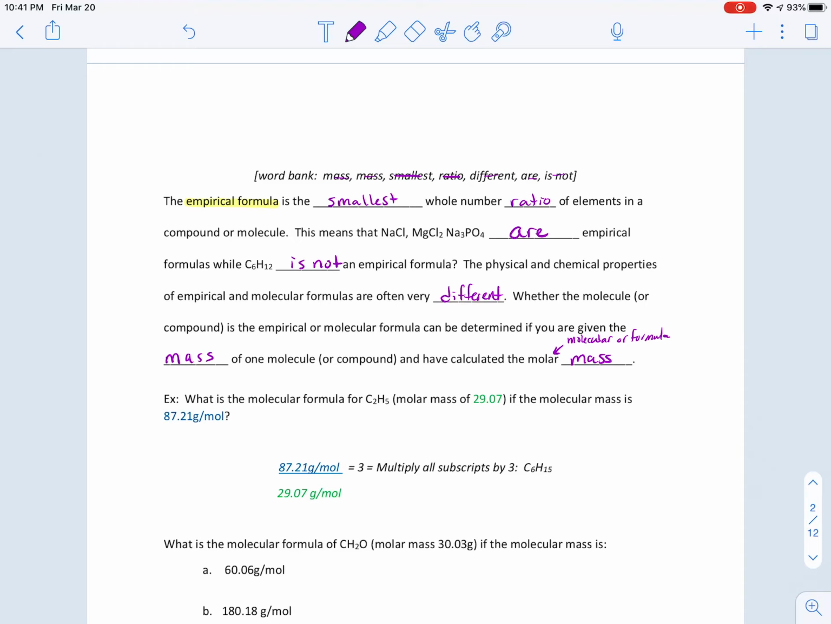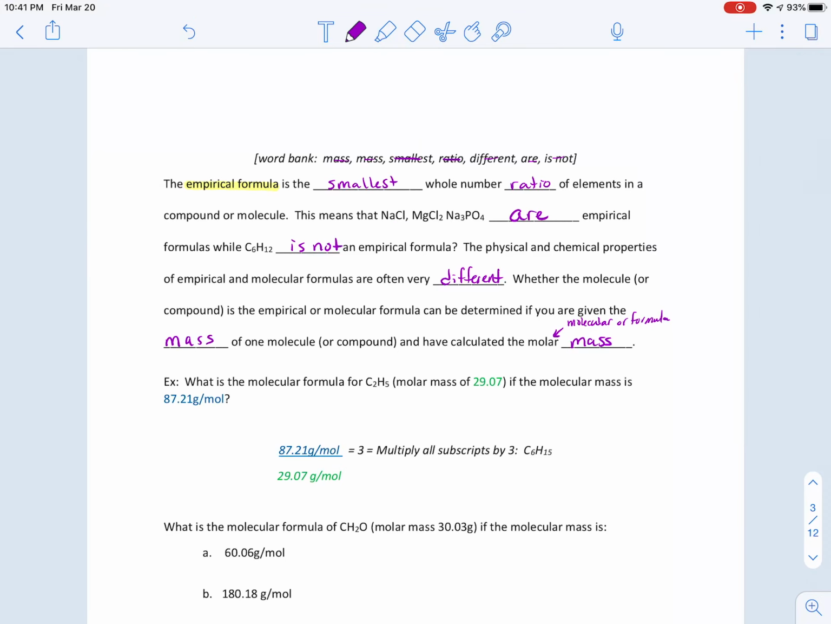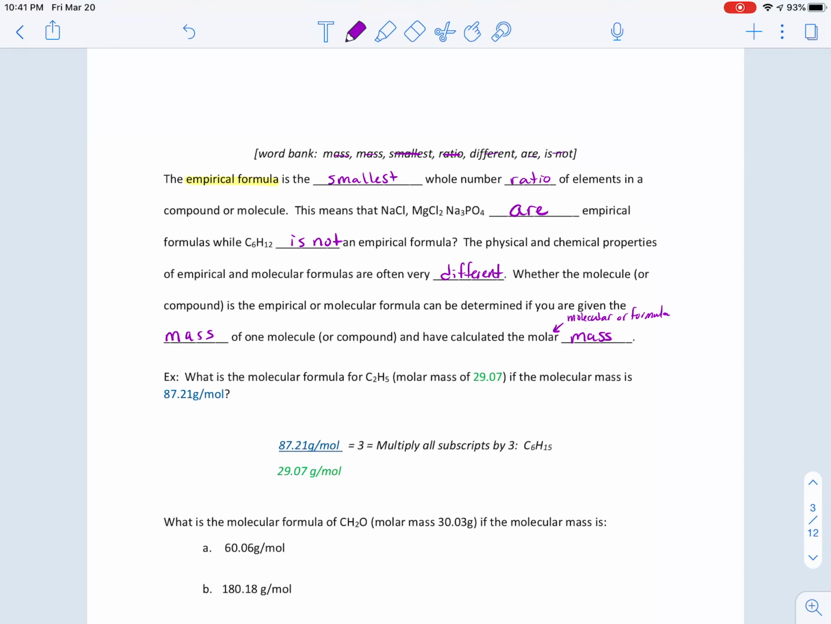So just to review it, empirical formula is the smallest whole number ratio of elements in a molecule. So those three guys we just talked about, those are the smallest ratios. Like a ratio higher would be like Na2Cl2. They are empirical formulas. C6H12 is not. The empirical formula for that would be CH2.